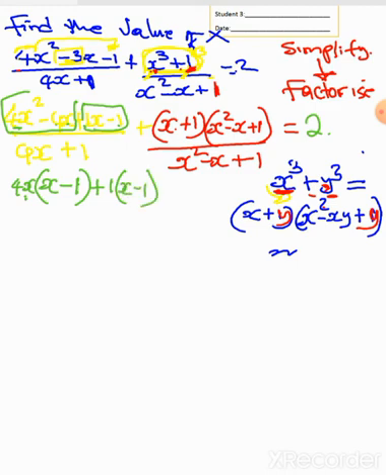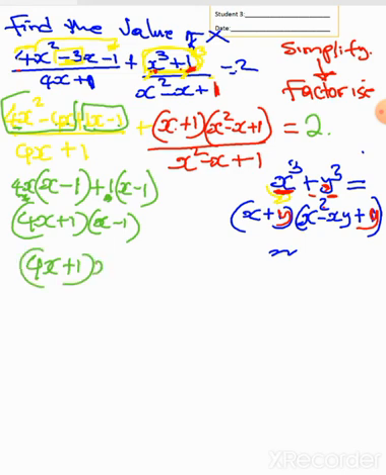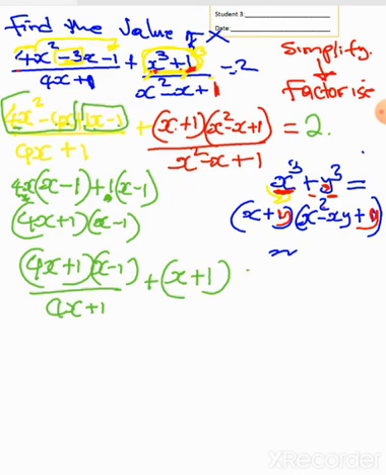Okay, so this you can actually factor out. You can see this and this can be grouped together for x plus 1. That was this one and this one, times x minus 1. Okay, and that's what we are going to write on top. It will be 4x plus 1, x minus 1 over 4x plus 1, plus x plus 1, x squared minus x plus 1 over x squared minus x plus 1, and this is equal to 2.